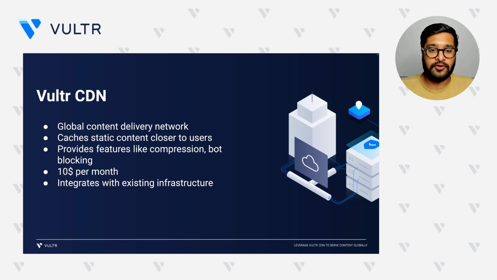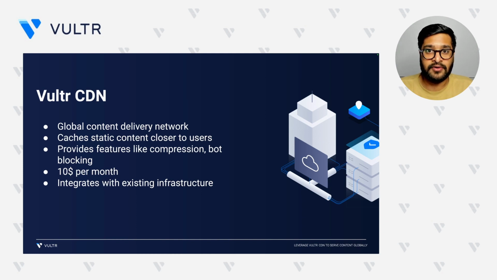Next, we'll have a look in understanding what is Vultr CDN. Vultr CDN is a global content delivery network spread across 32 global locations. It provides features like bot blocking and compression. It costs only $10 per month, which is the industry's lowest bandwidth cost. And the best part is it can integrate with your existing cloud infrastructure.